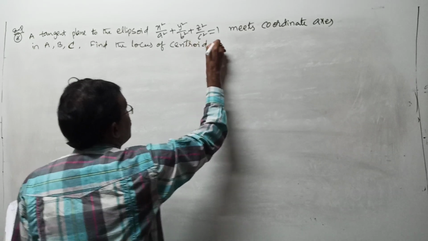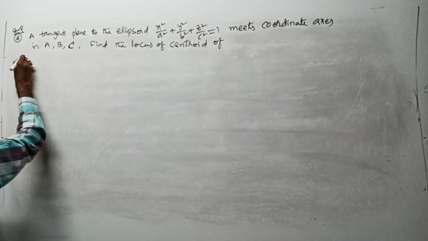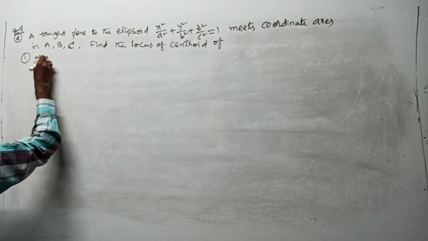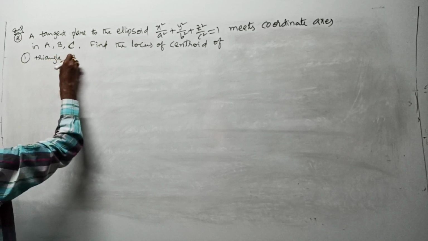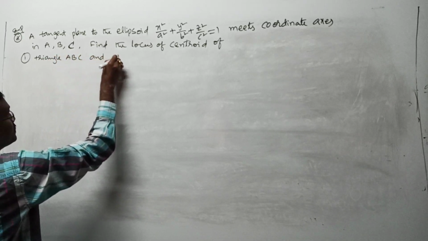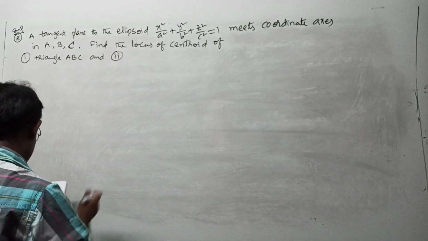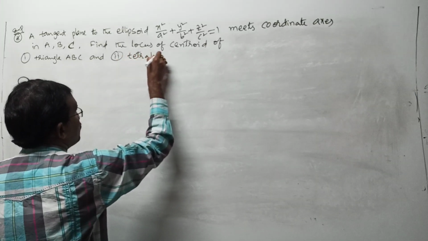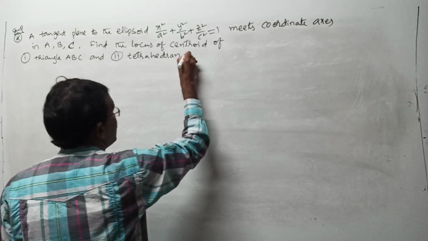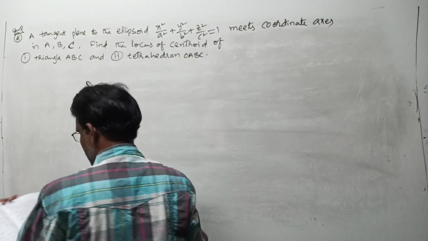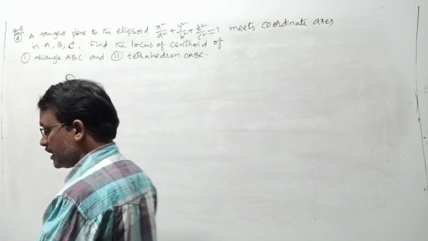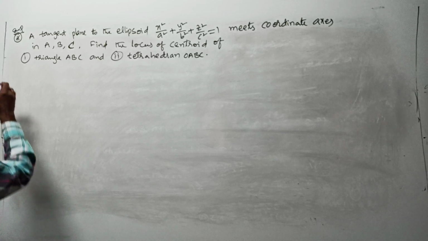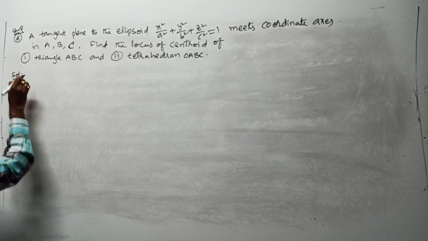Here two bits are available. Bit number 1 is the triangle ABC, this is the first question, and the second bit is to find the locus of centroid of tetrahedron OABC. In these two bits, if you can do bit number 1, in the similar way you can proceed with bit number 2 also. The same model works for bit number 2. The logic is the same, but let us see what it is.